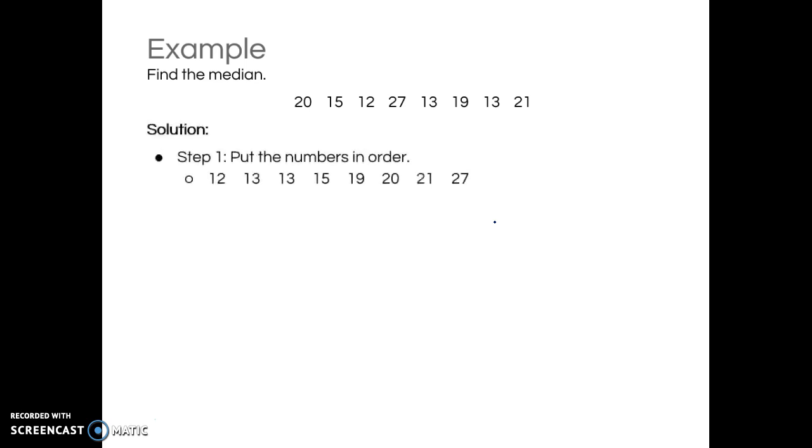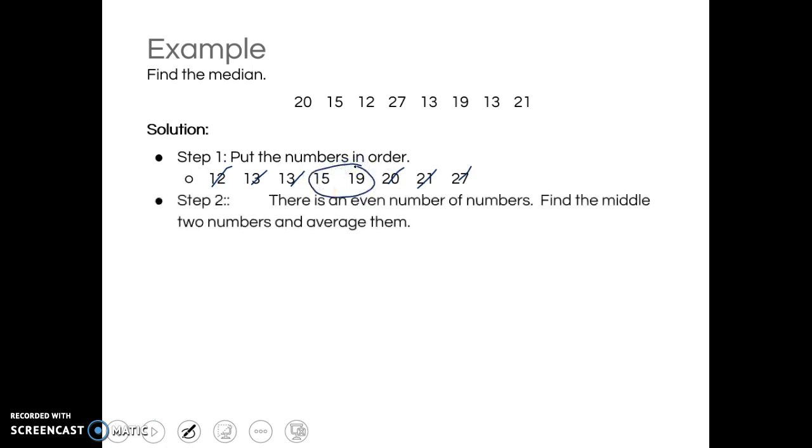Okay, so let's look at one more example. Find the median of 20, 15, 12, 27, 13, 19, 13, and 21. So first we want to put the numbers in order. So there we go: 12, 13, 13, 15, 19, 20, 21, 27. So if I mark off the ends and keep working my way in until I get to the center, my center is 15 and 19.